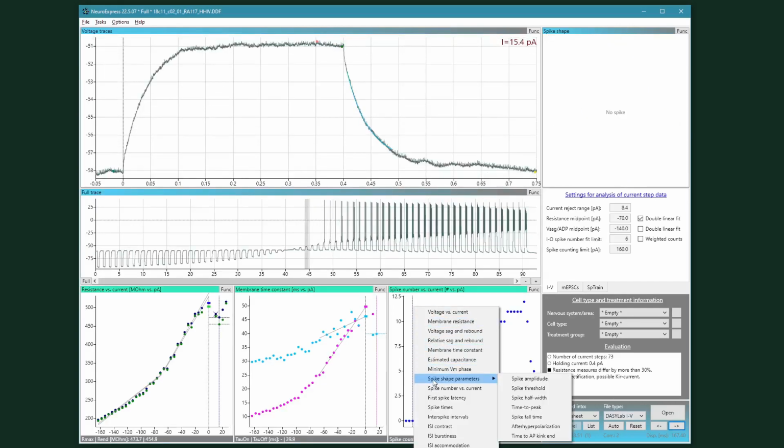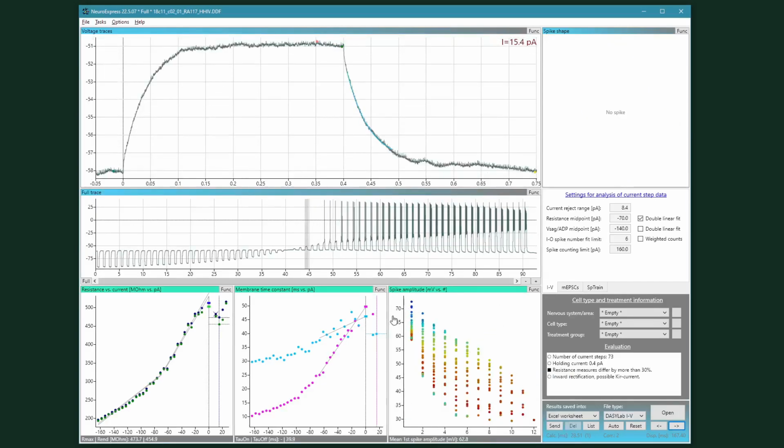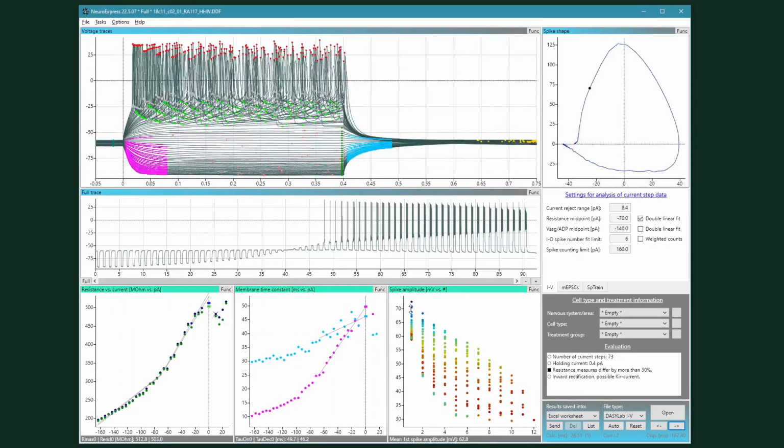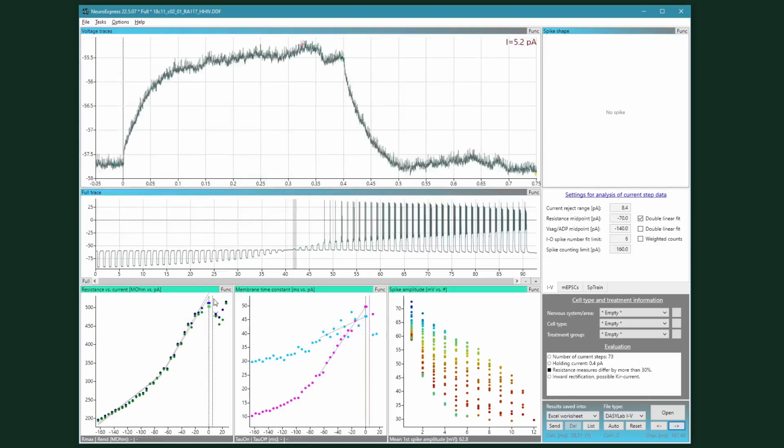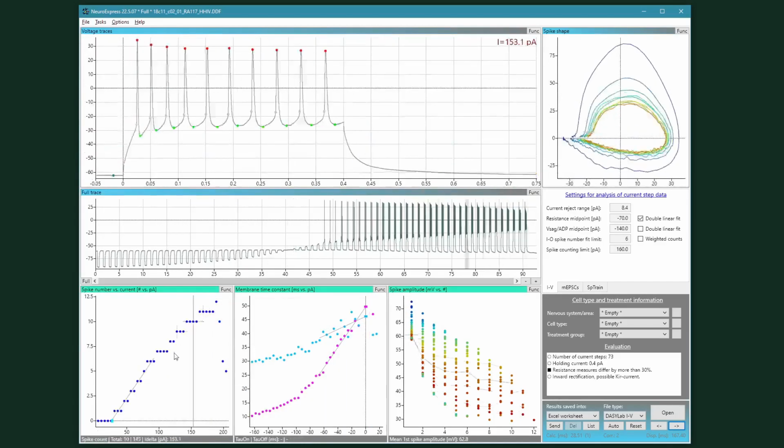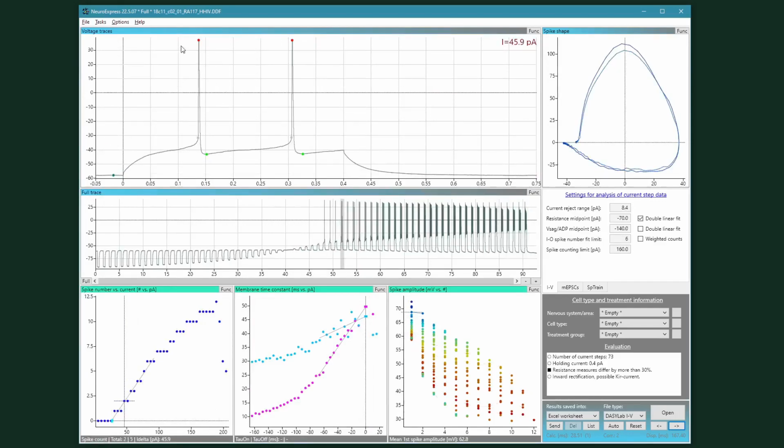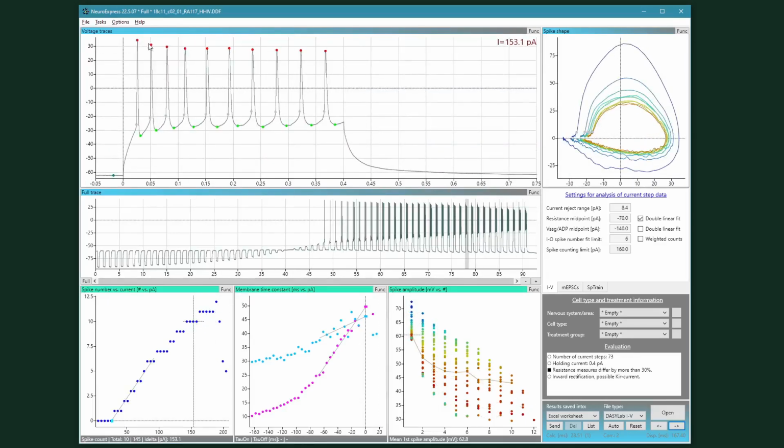All the spike parameters can be accessed here, for example, spike amplitude. Here, the amplitude values are shown for the first, second, third, etc. spikes, and the y-axis shows the amplitude in millivolts. So these are the big spikes. The first spike is always bigger than the second and the third because there is a little bit of spike amplitude adaptation. So here the amplitude goes down as we reach stronger and stronger current levels.